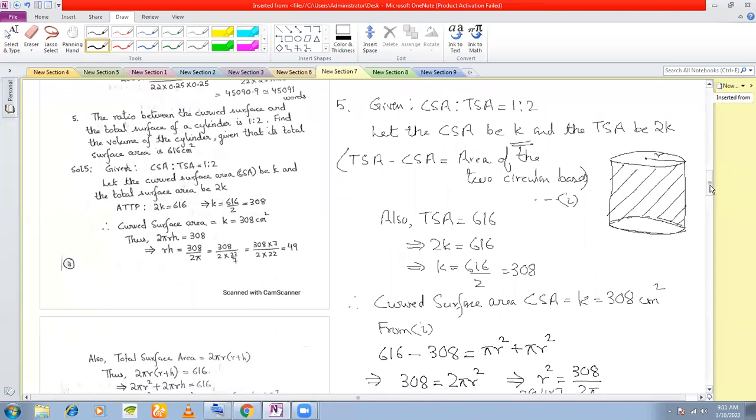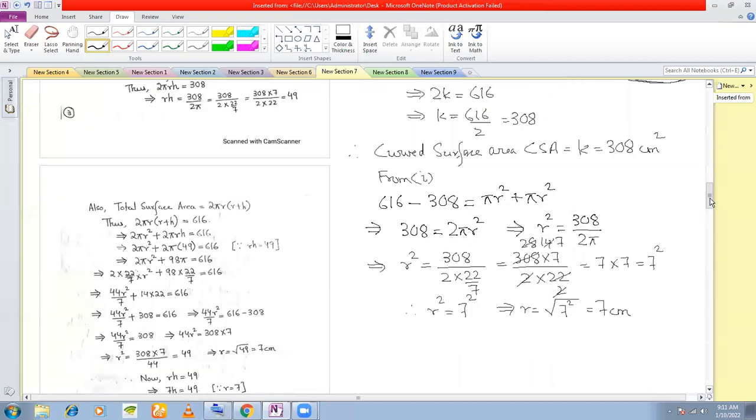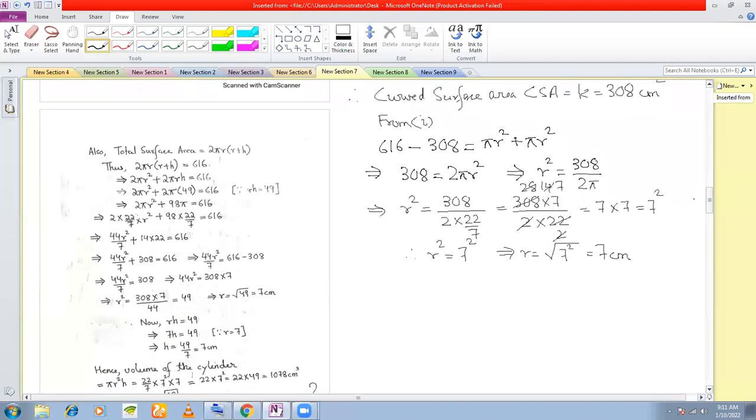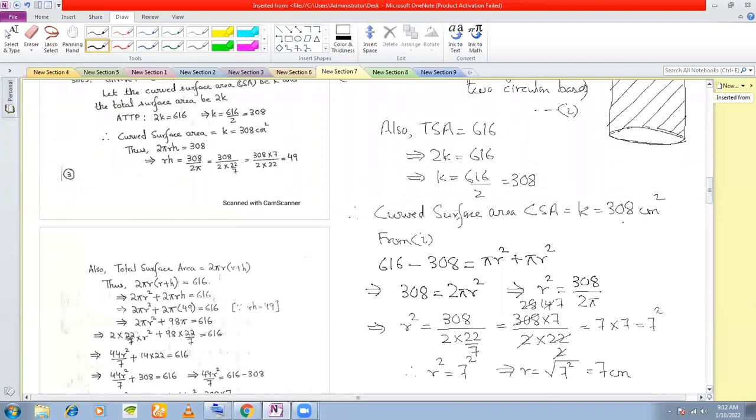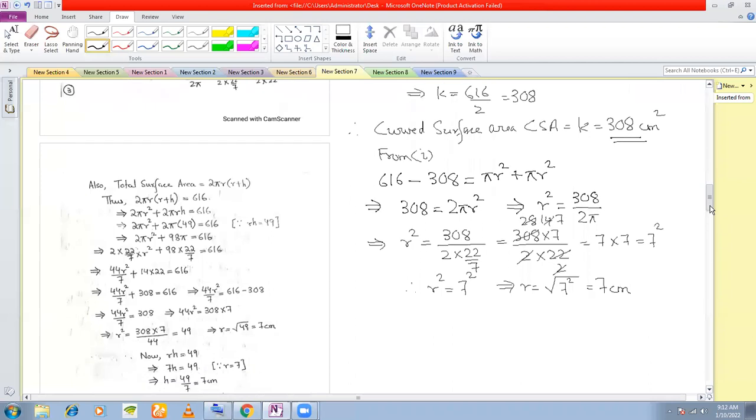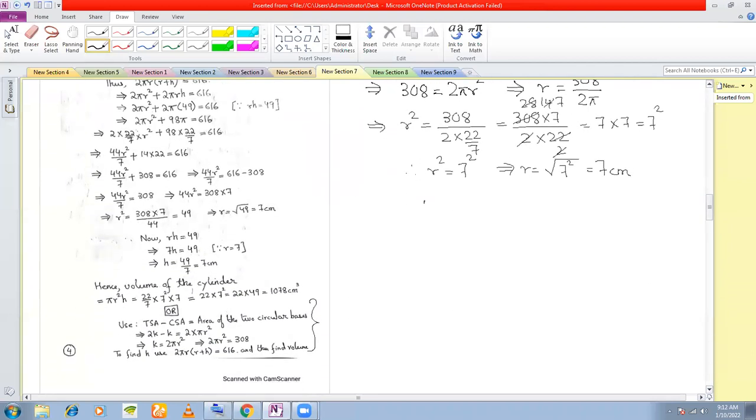Okay. Now for volume of the cylinder, you not only need the radius, but you also need the height of the cylinder. So we have calculated the radius. Now we need to calculate the height of the cylinder. Okay. So how will you calculate the height of the cylinder? We know that the curved surface area is 308. And what is the formula for curved surface area? 2 pi RH for cylinder, right? Curved surface area is 308.